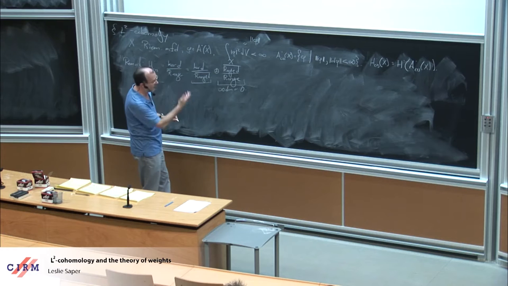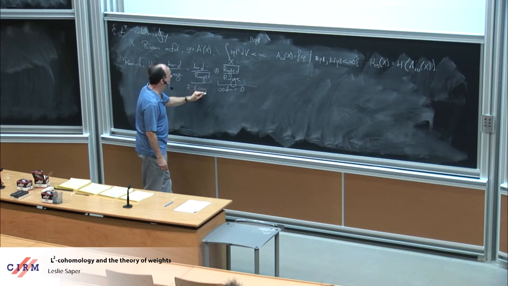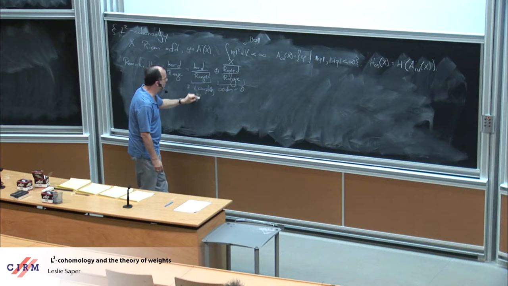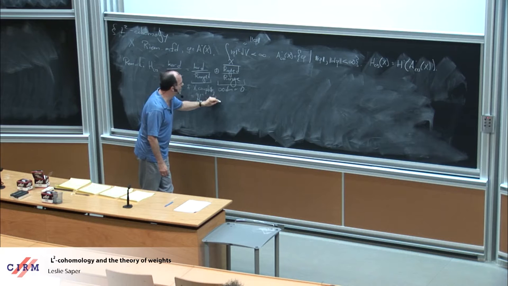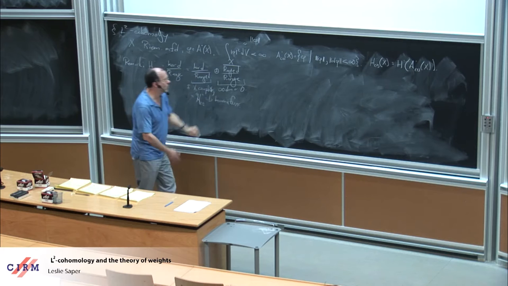And I'll remark, as in most of the examples I'm going to be talking about, if X is complete, then this term over here is equal to the L2 harmonic forms, and there's no boundary conditions. So most of what I'll be talking about really applies to a situation where we have a complete metric.